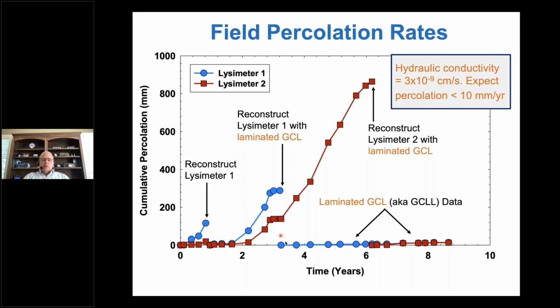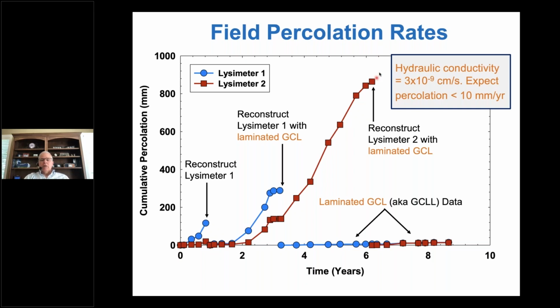So they reconstructed lysimeter 1 with a laminated GCL. Very different outcomes, very different outcomes. Very low percolation rates. And so lysimeter 1 is looking great with this reconstruction with laminated GCL, and lysimeter 2 is still being monitored. It doesn't seem to be getting any better. It's just a really high percolation rate.